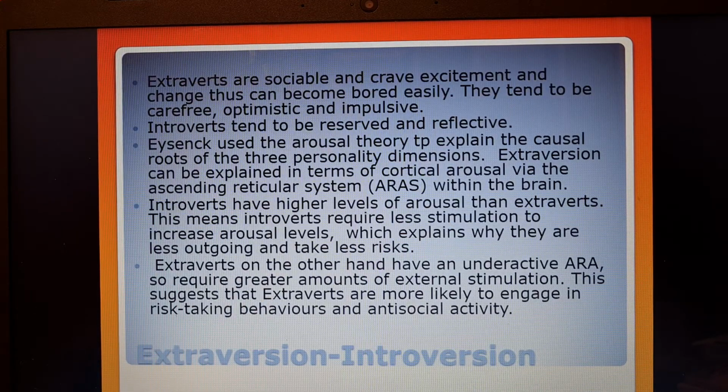So let's have a first look at the extroversion and introversion dimension of personality. Extroverts are generally people that are quite sociable. They're quite outgoing. They like excitement. They can become bored very easily, so they tend to be quite carefree, like to have adventures, and are quite impulsive, optimistic people. On the other hand, introverts tend to be reserved, quite reflective, a bit quieter, not so outgoing.